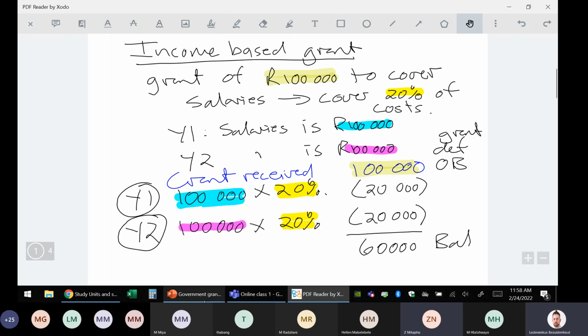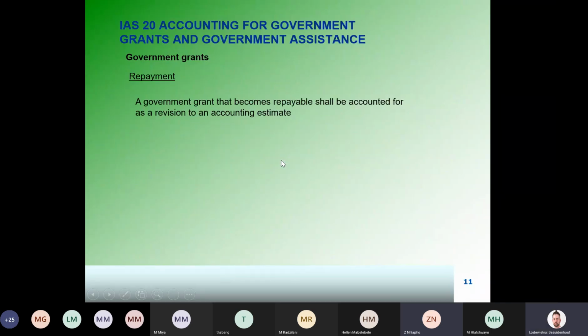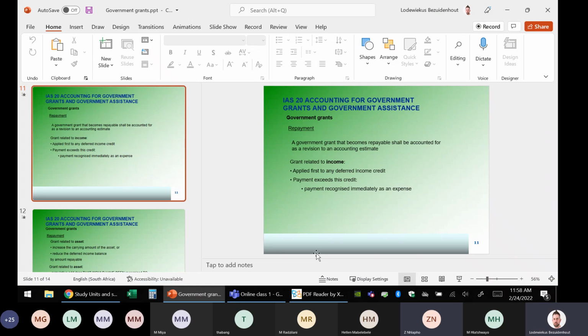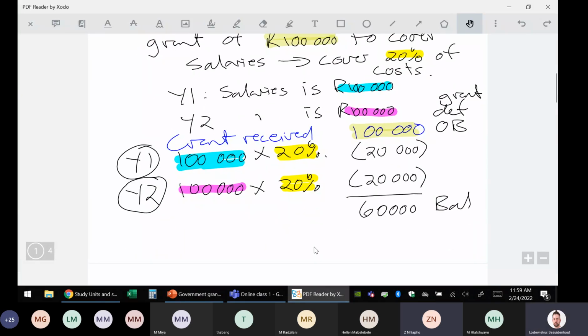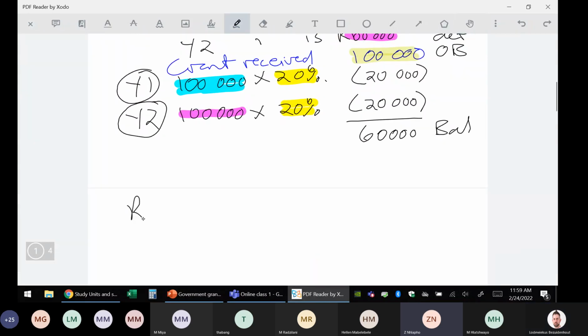The grant rule says when we have to repay, we have to first apply the repayment to the deferred income credit. And what is our credit? 60,000. And if the payment exceeds that credit, then the rest will be shown as an expense. So if we look at what we have, our repayment is 100,000 because we have to repay the grant.